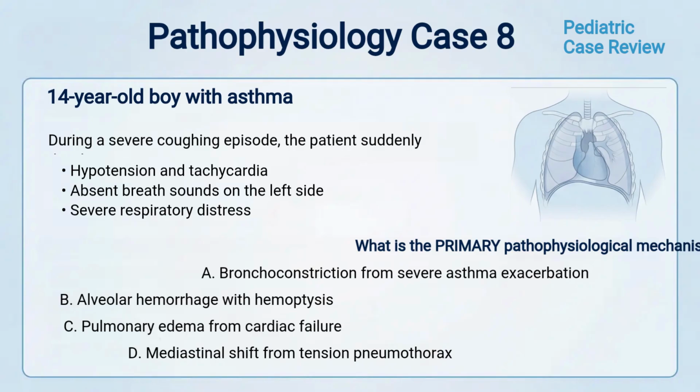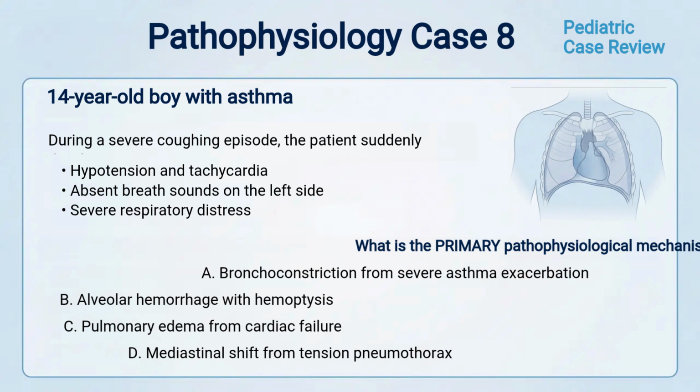Case 8. Pathophysiology case. A 14-year-old boy with asthma experiences a severe coughing episode and suddenly develops hypotension and tachycardia, absent breath sounds on the left side, and severe respiratory distress. What is the primary pathophysiological mechanism causing these findings?